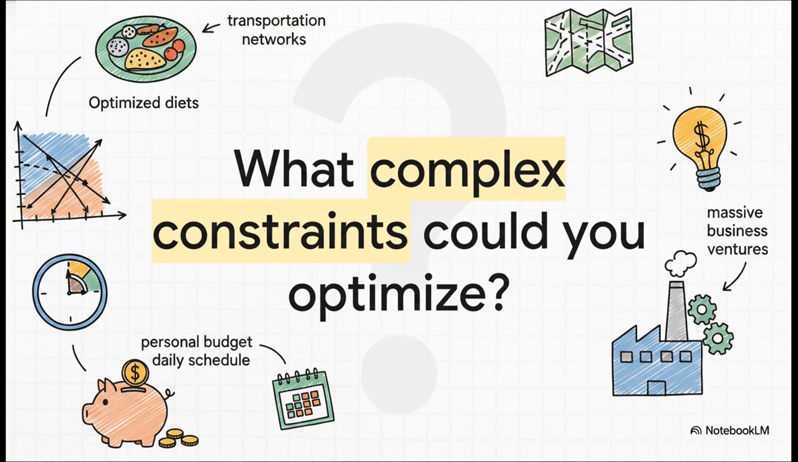So I want to leave you with this to chew on. We just saw how to maximize a furniture business, but linear programming is used to optimize diets, global shipping networks, you name it. Think about your own life, your personal budget, your daily schedule, maybe a massive business venture you're planning. What complex physical constraints in your life are just waiting to be mathematically optimized?